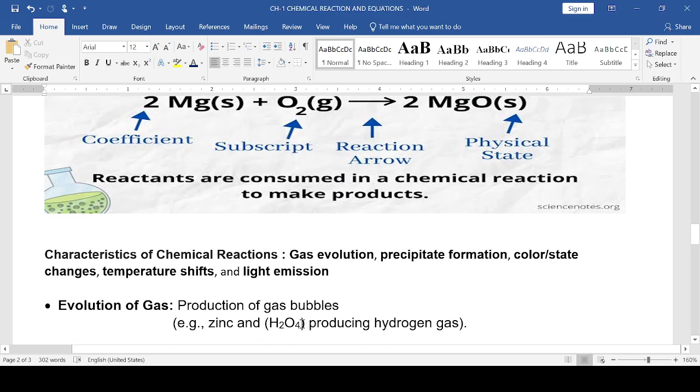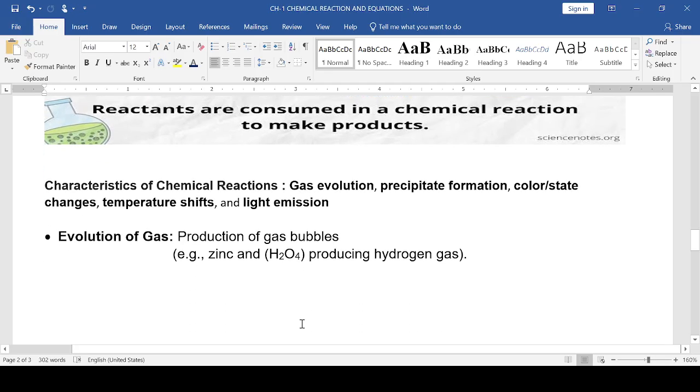So what are the characteristics of a chemical reaction? Gas evolution, precipitate formation, color or state will change, temperature will shift, and light emission. Whenever a chemical reaction takes place, what happens? Evolution of gas, production of gas bubbles.